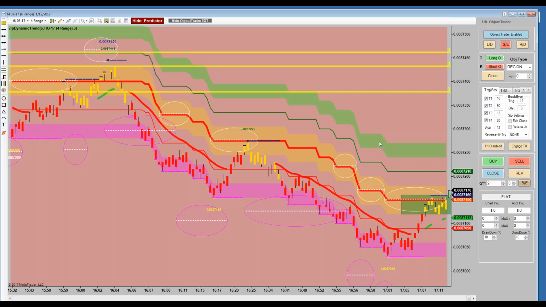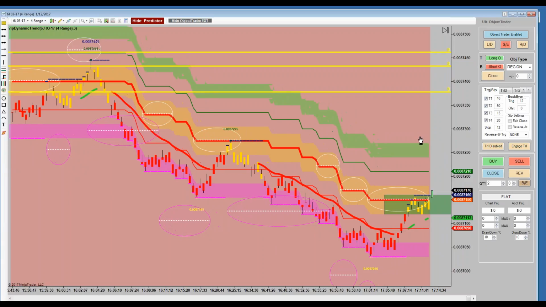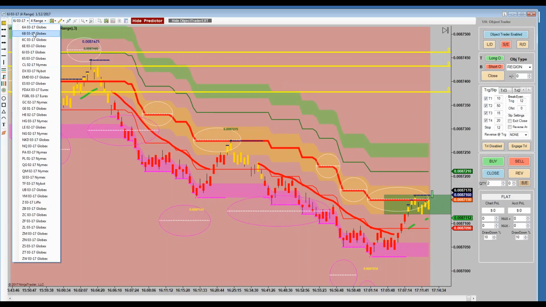All right, so let me back up. Insert is a hotkey. This operates on hotkeys. So, for instance, some people might not really know what they're looking at here. Back over here, and then I'll get to Object Trader.